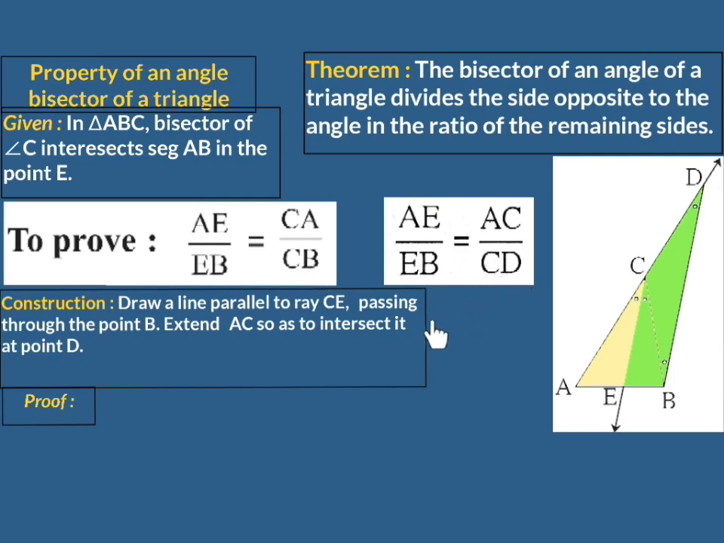Now we have to reach from here to here. And to reach from here to here, we have to prove CD congruent to CB. Now our target is to prove CD congruent to CB. Look at this diagram. Means we have to show triangle CDB as an isosceles triangle. And to show CD congruent to CB, we have to show the angles opposite to the sides as congruent.